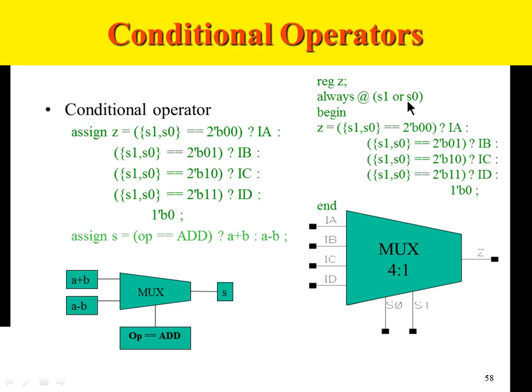Always at S1 or S0. This is my sensitivity list. Begin the always block if S1 S0 changes. Begin, Z is equal to this. So the same logic, instead of a continuous assign statement, I'm going to say Z is equal to this. End the always block.